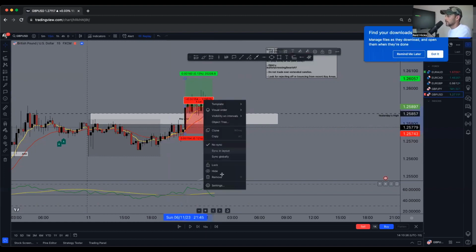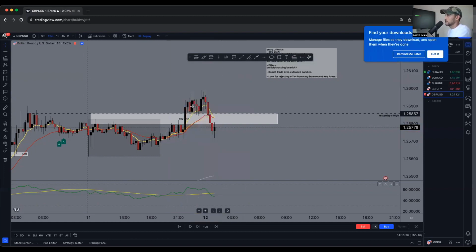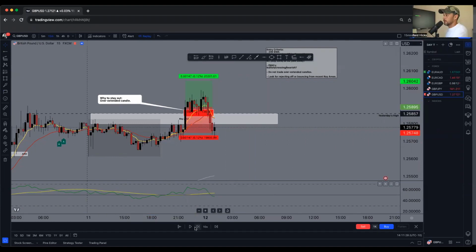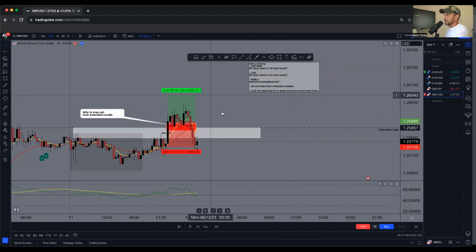Cool. Overextended candle, remove. Well, I want to be detailed, so let's just do this here. Why to stay out. Overextended candle. All right, so that's that. Still, I am bullish.